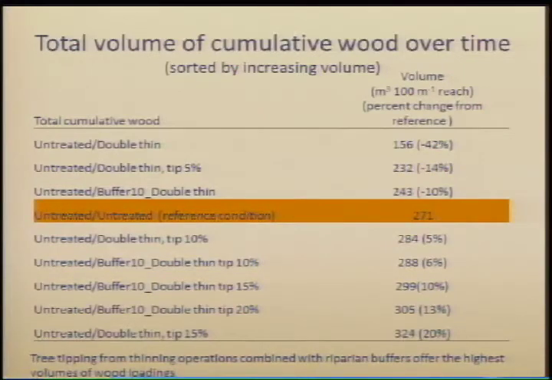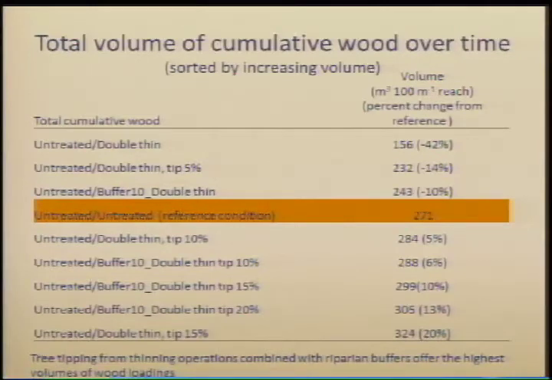So this is, I hate it when people put up tables in presentations, but this one was kind of important, I think. Here's your reference condition in the pretty orange there, and you're showing about 271 cubic meters in your reach. And then I've got all the other different scenarios, with the volume on the left, and in brackets is the percent change from that reference condition. So for example, if you had a 10-meter buffer in there and then you did your double thin and you didn't do any tipping at all, you're going to lose 10% of the wood.